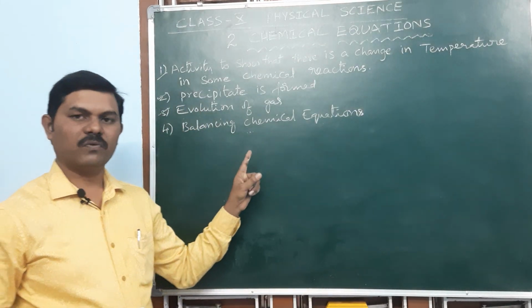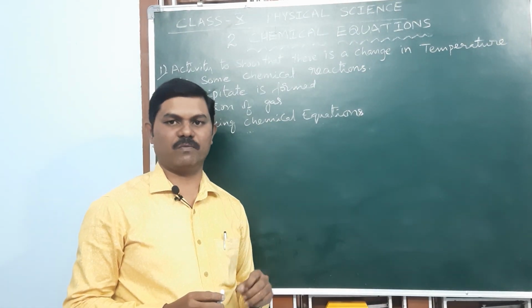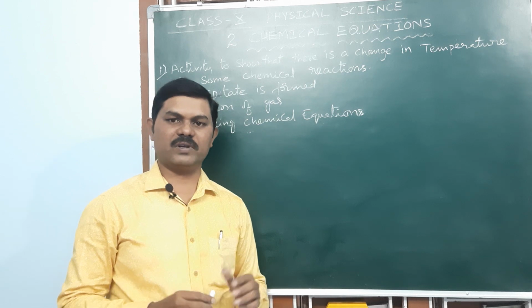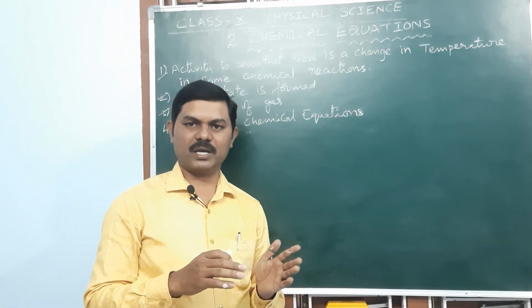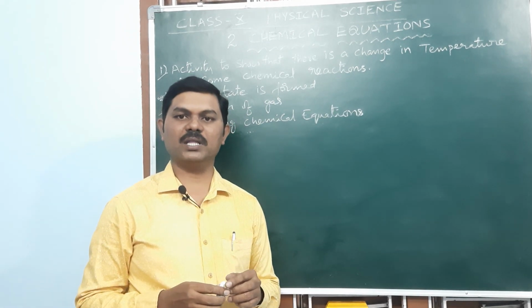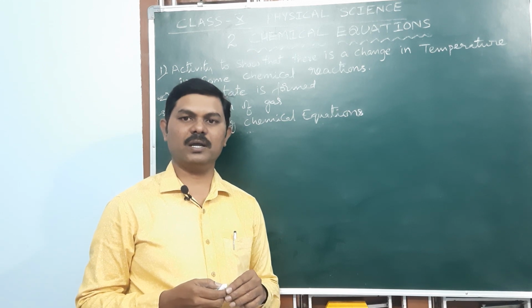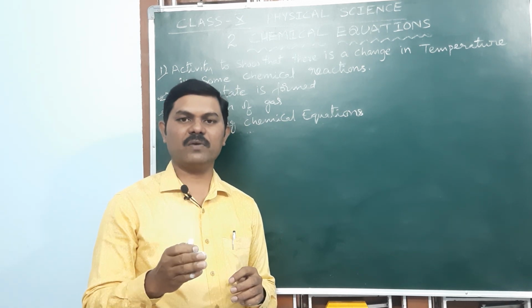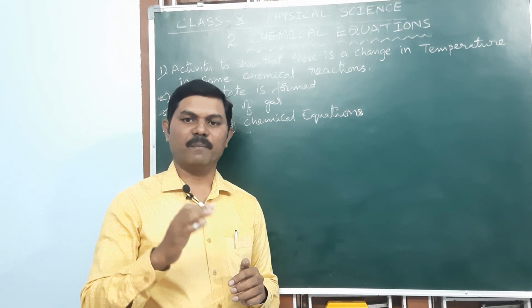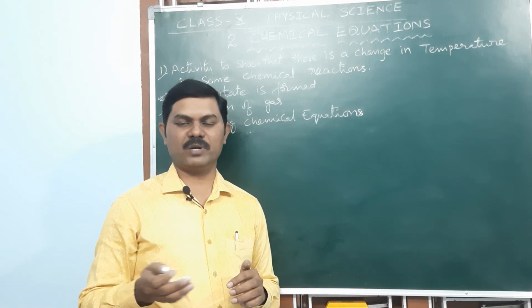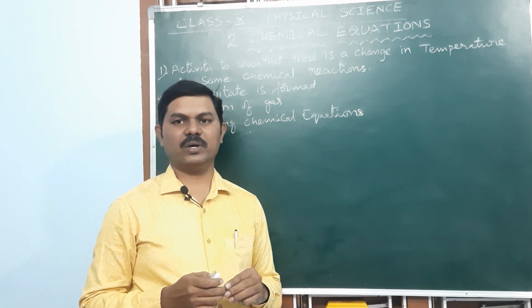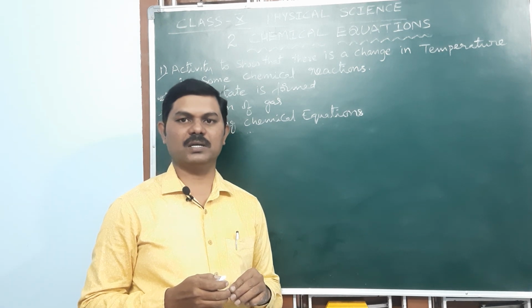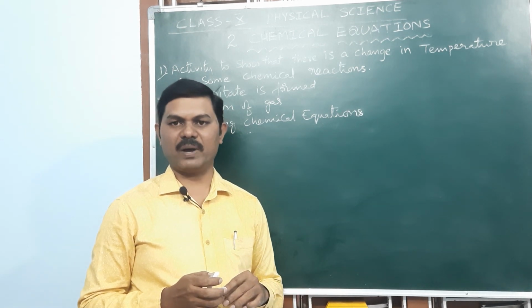Before going to that, we have to know the law of conservation of mass. According to the law of conservation of mass, mass can neither be created nor destroyed during chemical reactions. So the total number of elements present on the reactant side must be equal to the total number of elements present on the product side. So according to the law of conservation of mass, every chemical equation must be balanced.